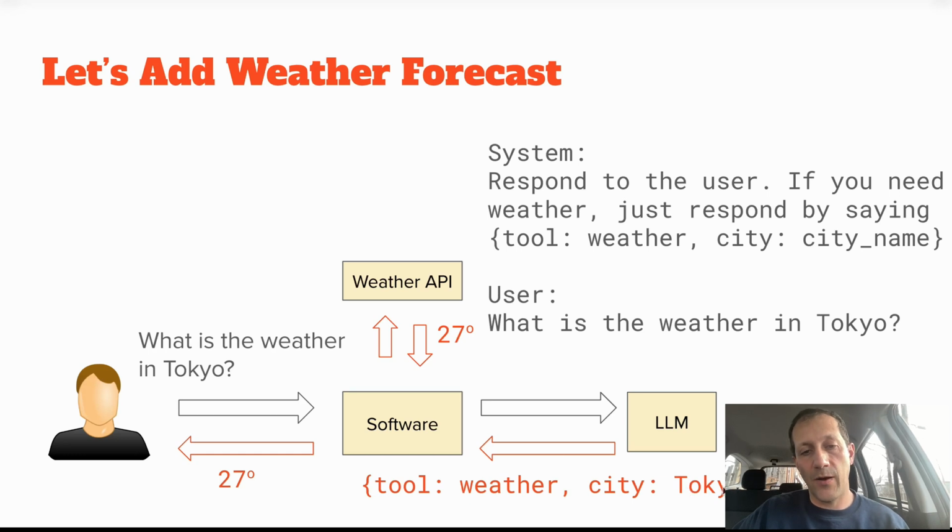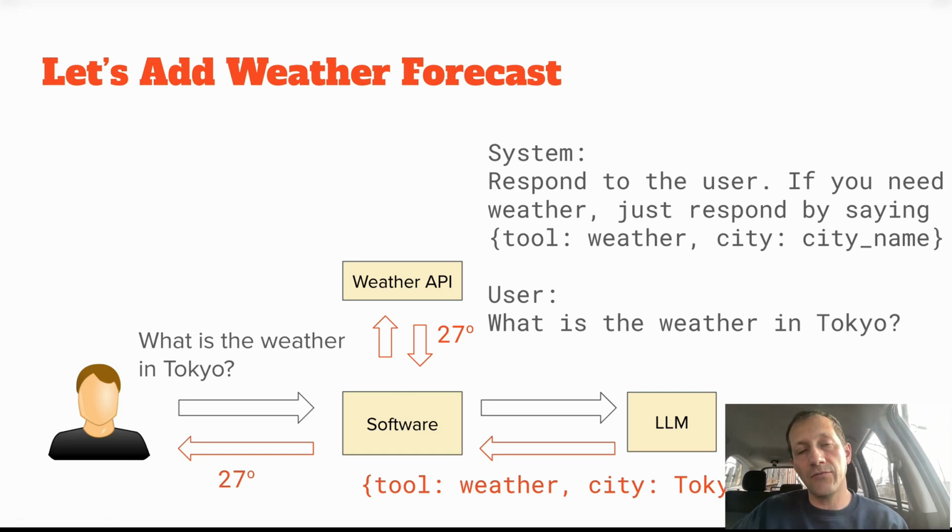And when you look at the response, there's an if condition where it says, well, if there's a tool calling, let's call that function. The function is called weather, and the argument to it is Tokyo. So it calls the weather API, which is a third-party API, gets the response, which is 27 degrees, and then sends the response back to the user. This is the recipe for tool calling or function calling.